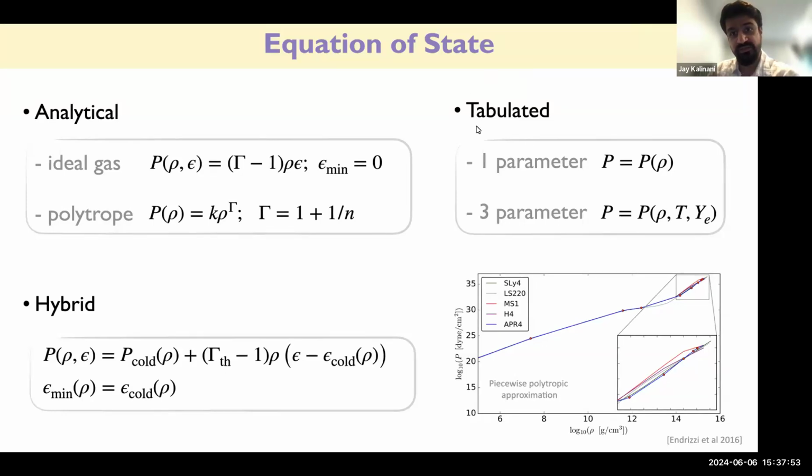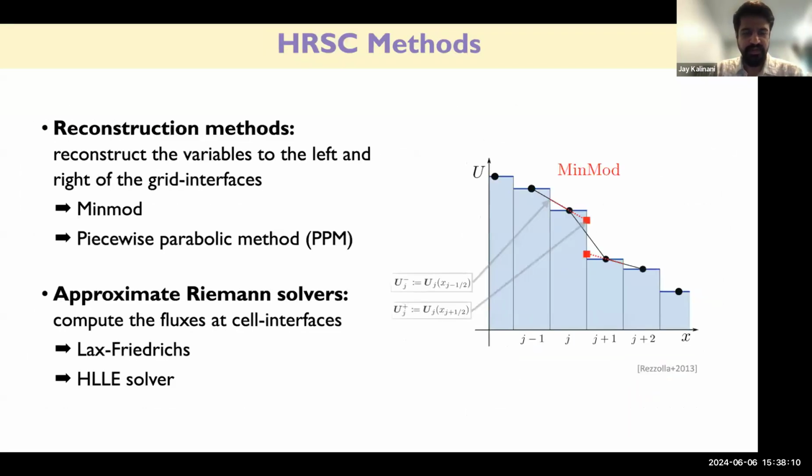Some codes also use a tabulated equation of state, which could be one-parameter or even more complicated, composition- and temperature-dependent, three-parameter equations of state, especially to simulate neutron stars. Now, modern codes also employ high-resolution shock capturing techniques in order to accurately capture the physics at shocks and discontinuities that one might encounter in different astrophysical scenarios.